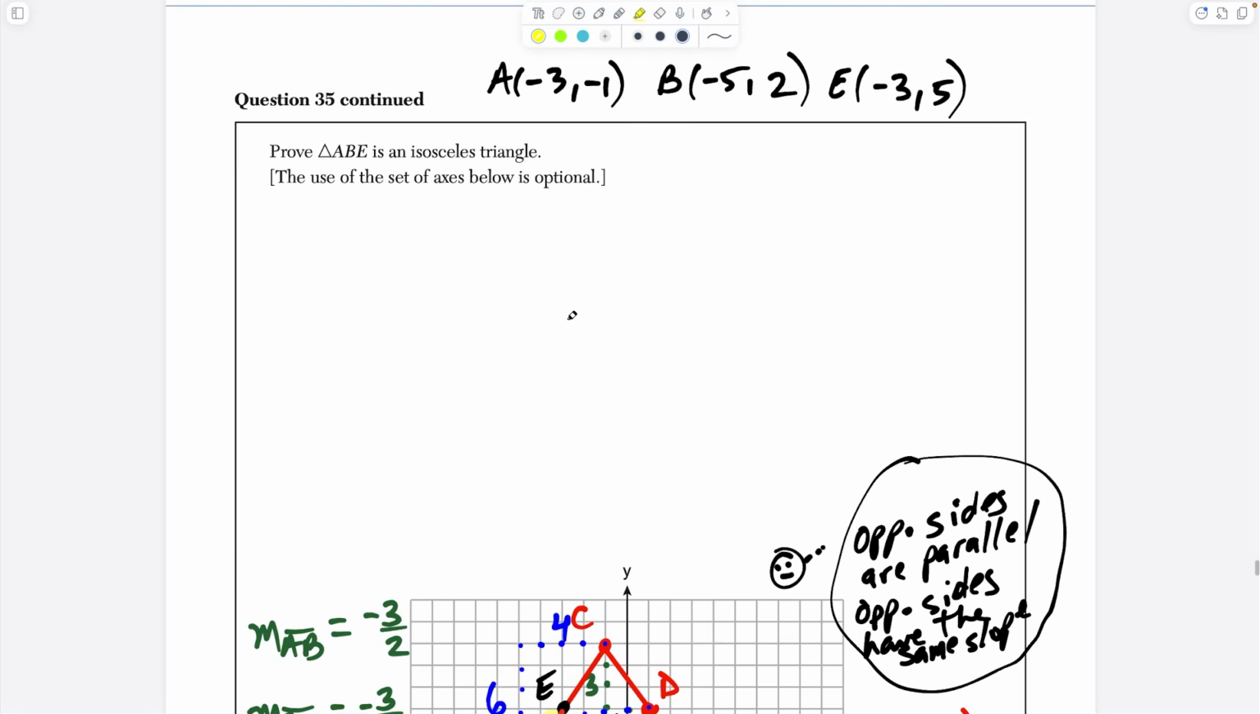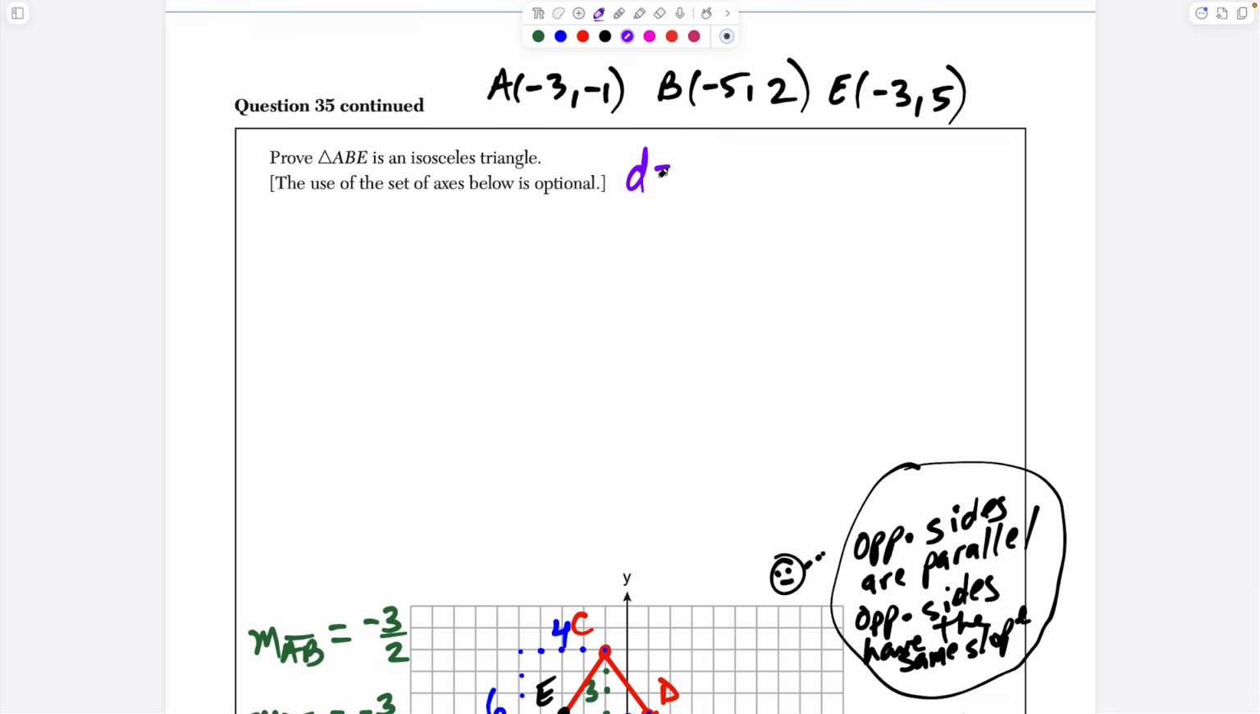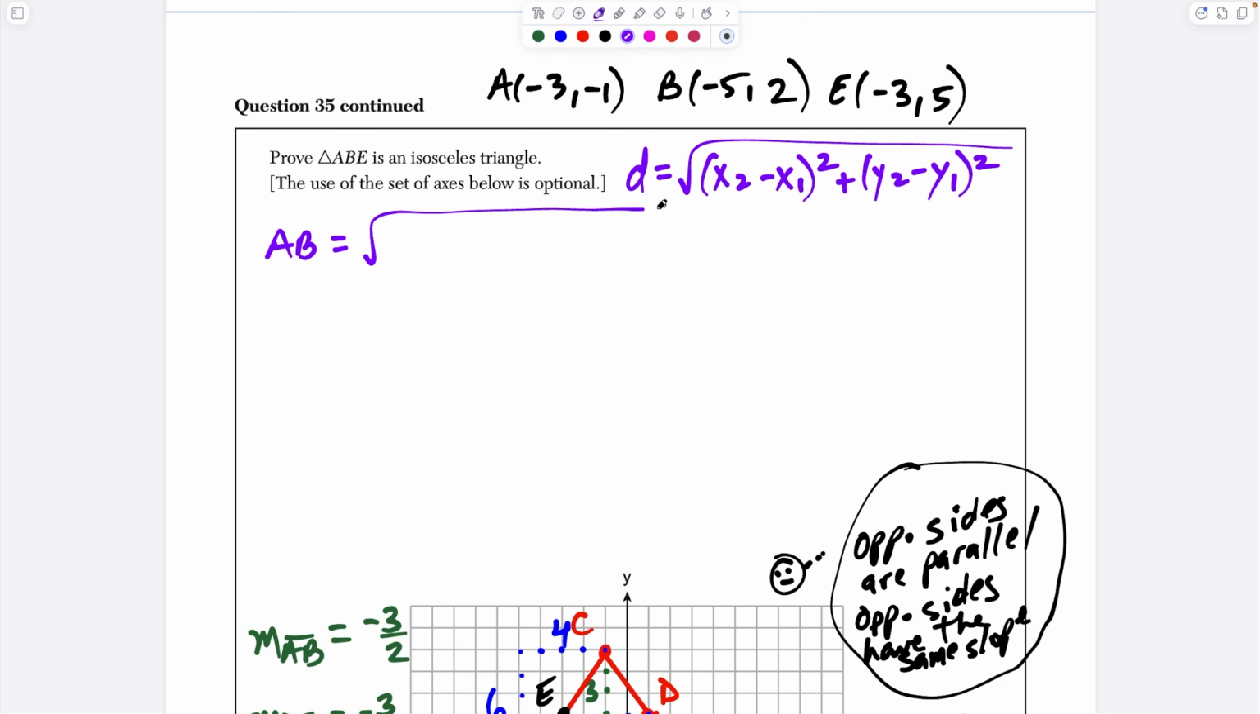So let's write out the distance formula. We have distance equals a square root, and inside the square root, we have parentheses x2 minus x1 squared, and then plus y2 minus y1 squared. So if I find, let's say, the length of AB, I'm going to write out a square root. Then I'm going to take the difference of the x values and square it, and I'm going to write the -5 first. We have -5 minus -3, and this quantity is being squared.